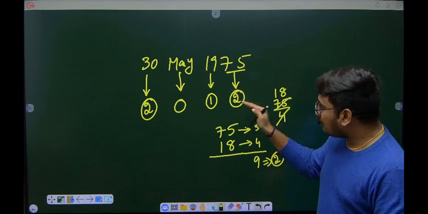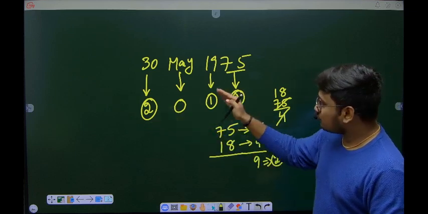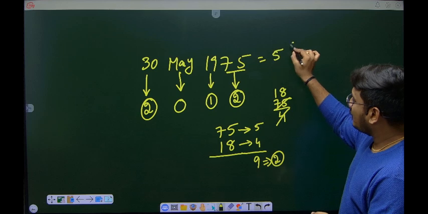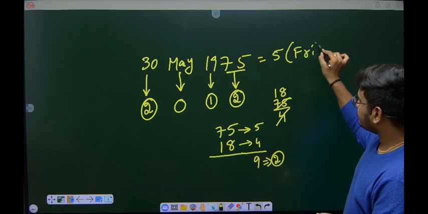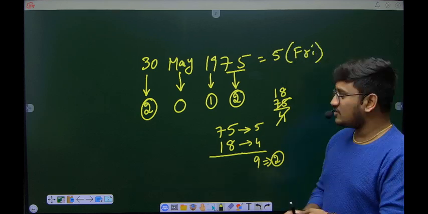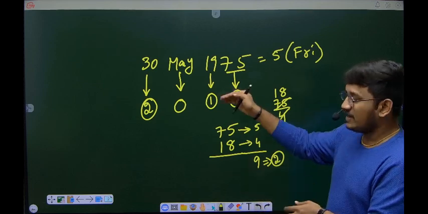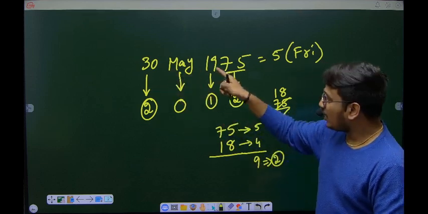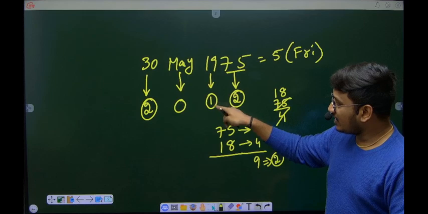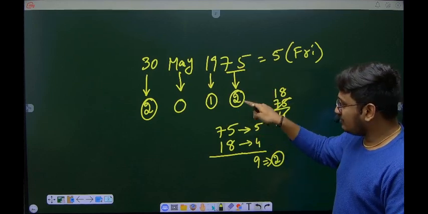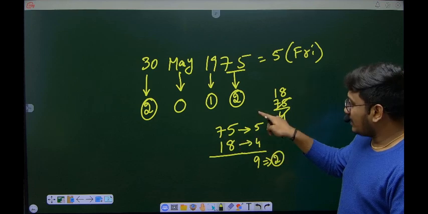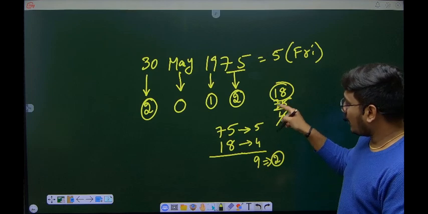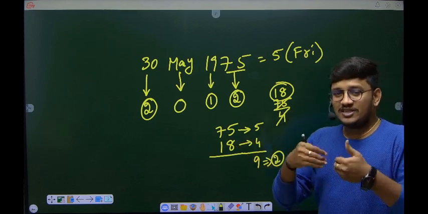So if I add up all the values, 2 plus 1 plus 2, which will give you, again, 5. 5 means Friday. Okay, so make sure that whenever you are calculating, follow the same procedure for date, month, and year. How I have written here, 1900 means 1. So 75 years, 75 odd days plus how many leap years are present? 18 leap years are present, so I have added 18. So it all depends on you.